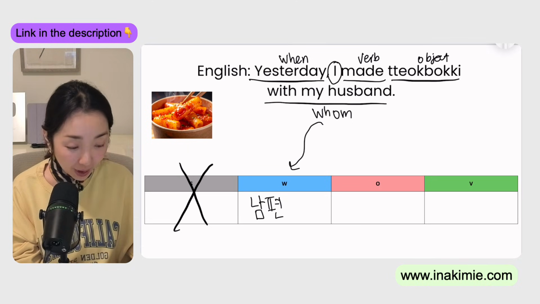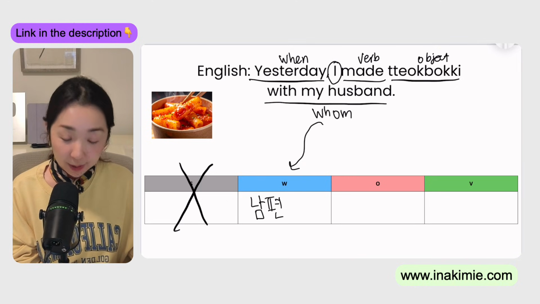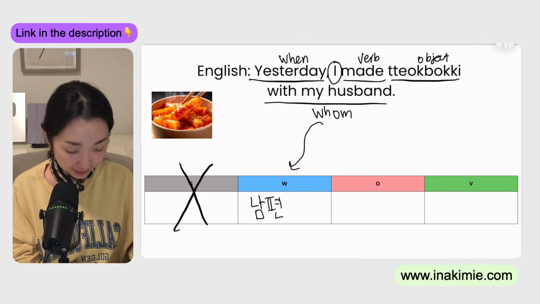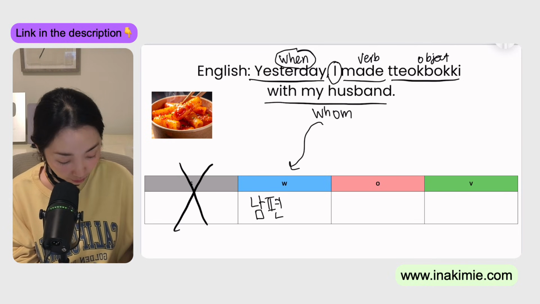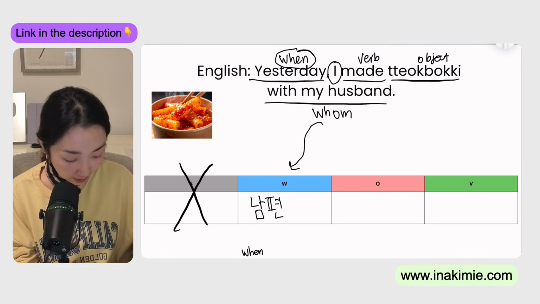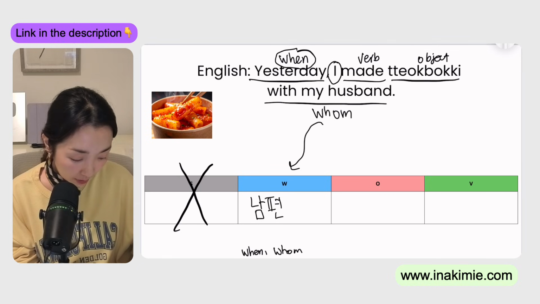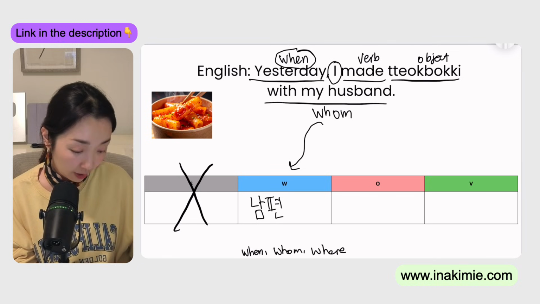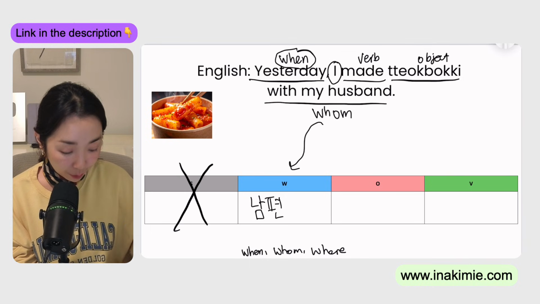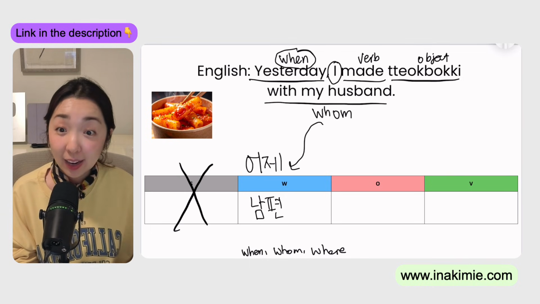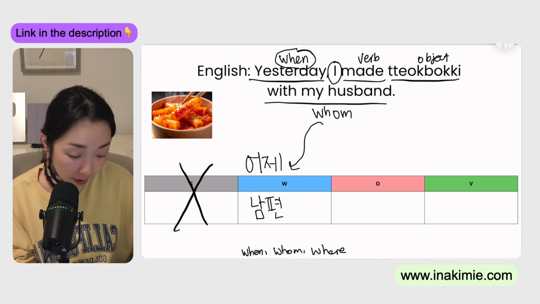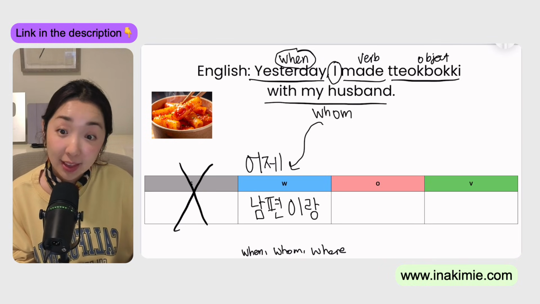남편. Wait. Okay. When has to come first? I just saw this part. And I told you in the very beginning, this is the order of W. We have to go when, and then we have to put whom, and then where, right? So in that order, then we have to put when, which is 어제. Yesterday, 어제. 남편이랑. So that's another particle for with.